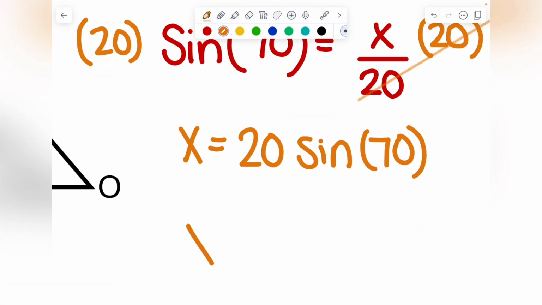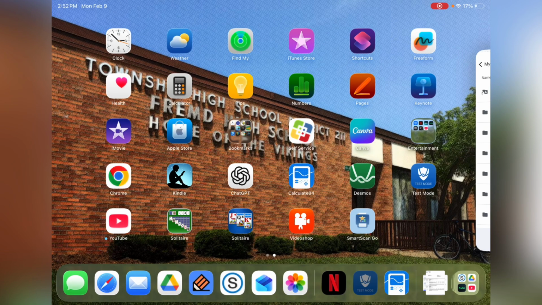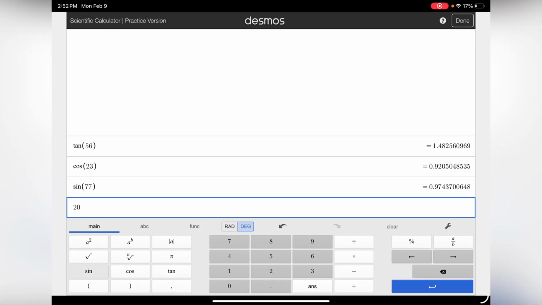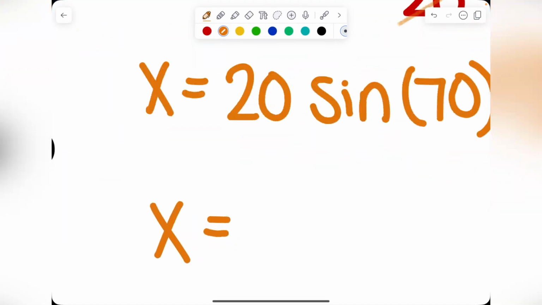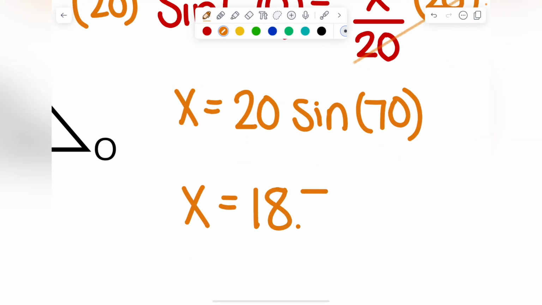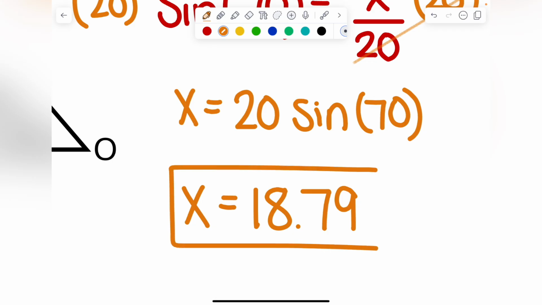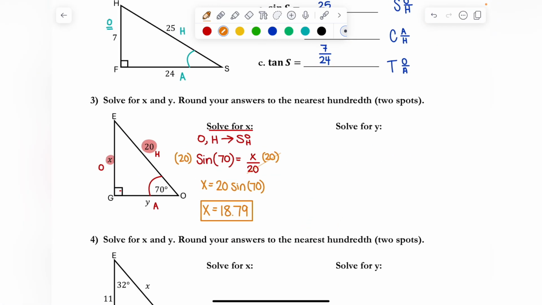I'm literally just going to type that in my calculator. 20 sine 70. Boom, my answer is 18.79. That's it. That's my answer.